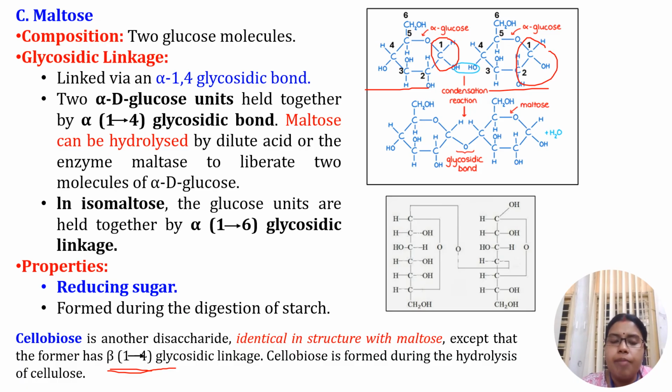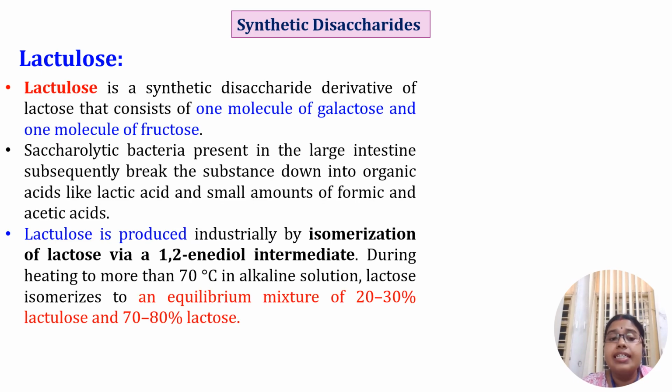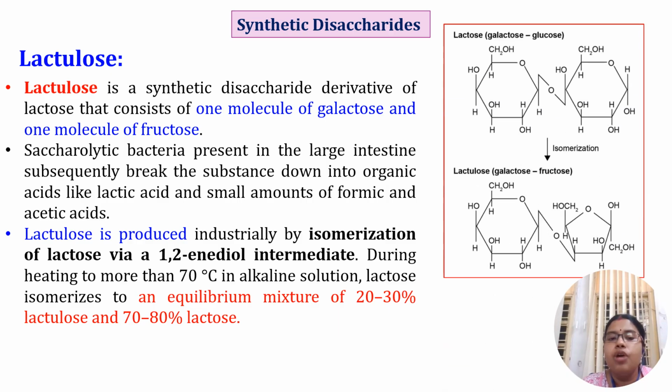Other than these common disaccharides, there are some synthetic disaccharides also, like lactulose. Lactulose is a synthetic disaccharide with properties similar to lactose. It consists of one molecule of galactose and one molecule of fructose. Normally lactose is formed from one molecule of galactose and one molecule of glucose. But in the case of lactulose, it is one molecule of galactose and one molecule of fructose.